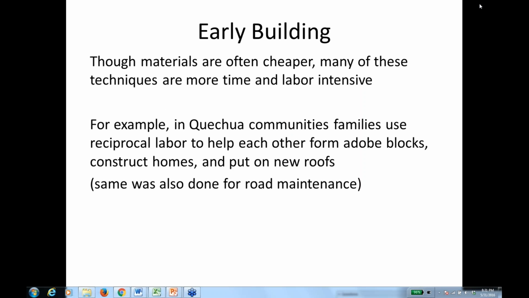So I mentioned that even though oftentimes these early building materials are cheaper, so building a house out of adobe costs almost nothing if you have local adobe, and using a straw roof or a palm roof doesn't cost anything if you grow straw or palm, they tend to be more time intensive and more labor intensive. And I already sort of talked about this with the way Quechua communities in the Andes region, and Maya communities in the Yucatan region do this as well, use reciprocal labor to help each other out. So they make up for the fact that these are more labor-intensive building techniques by relying on people within the community to help them undertake these building projects. And like I said, that same strategy was also done for road maintenance.